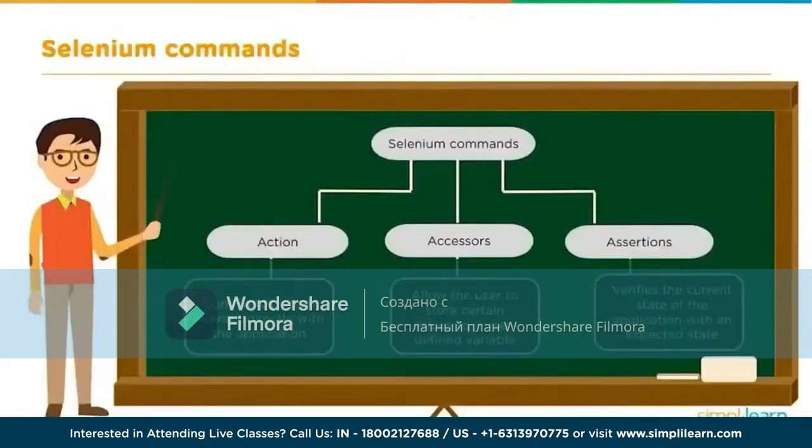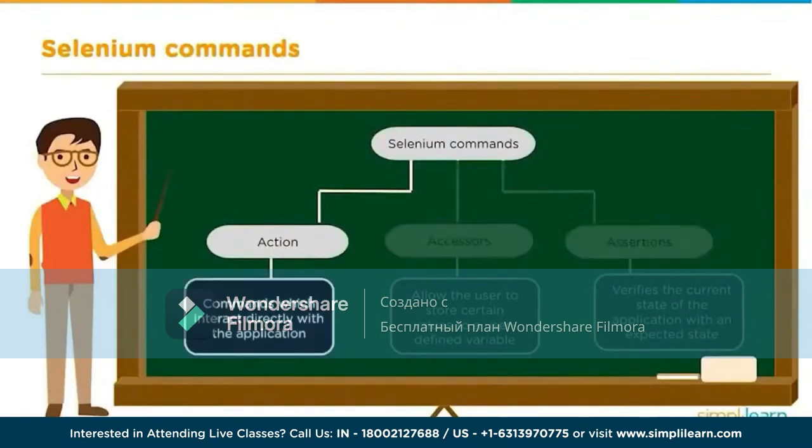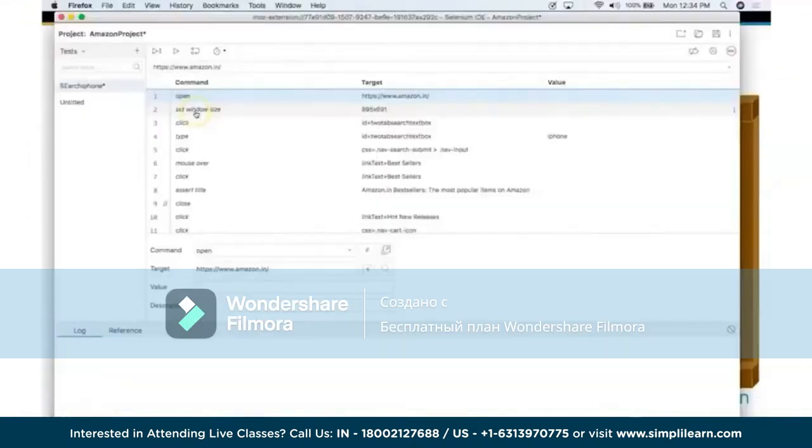Selenium commands. Selenium commands can be broadly classified into three: action commands, accessors, and assertions. What are action commands? Action commands are the commands which interact directly with the web elements on your application. So let's look at what these commands are. If we go back to our previous example where we had written a test script for Amazon.in, if you look at all these things like open, set window size, click, type, these are all nothing but called action commands.